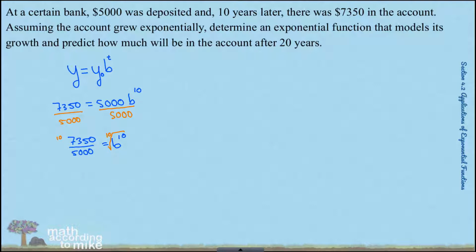Technically, 10 is even, and when you take an even powered root of both sides, you should include a plus or minus, but the base of an exponential function cannot be negative, so we only take the positive root.